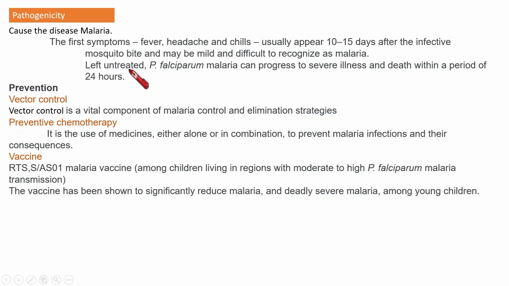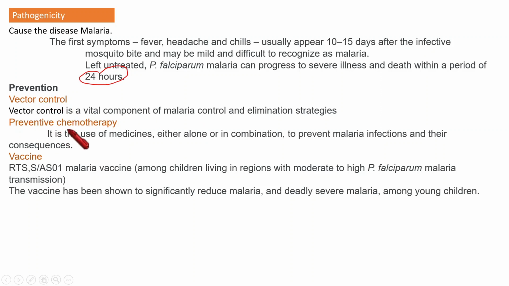If left untreated, if the bite happens from a mosquito that is infected with Plasmodium falciparum, then it will progress to severe illness and death may happen within a period of 24 hours. So death also may occur because of this disease. Then how can we prevent it? Easy thing, through controlling the vector. Vector means the female Anopheles mosquito. By controlling its population, we can control this disease.